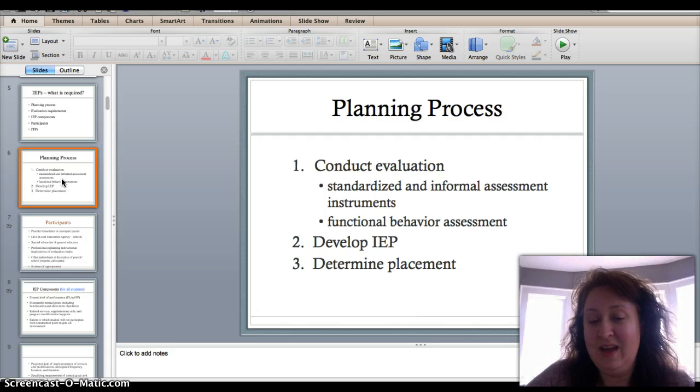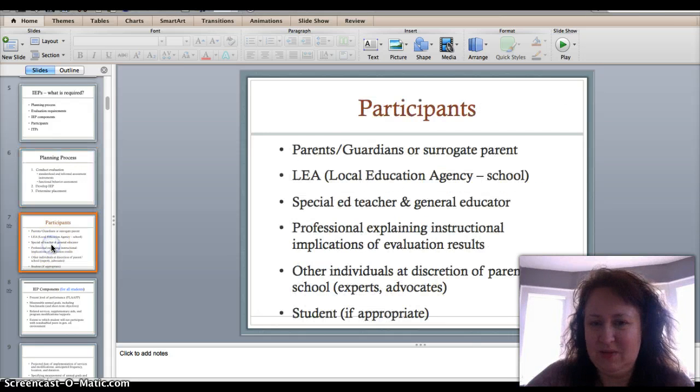And there's not majority rules in an IEP meeting. It's always consensus and agreement, and we need to make sure that we're very careful to ensure that parents are included. So let's talk, I'm going to skip through a few slides.